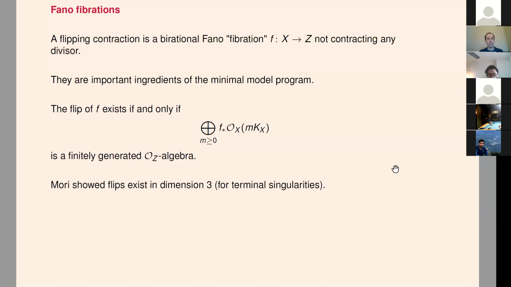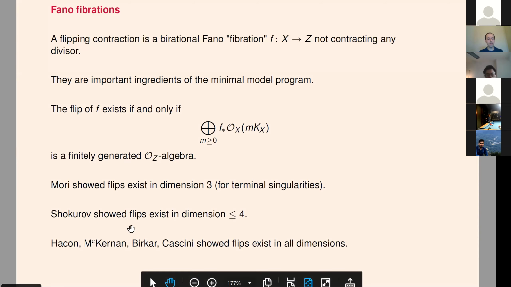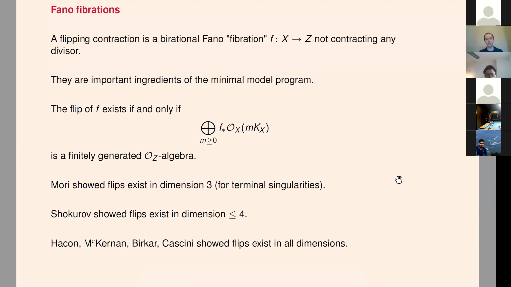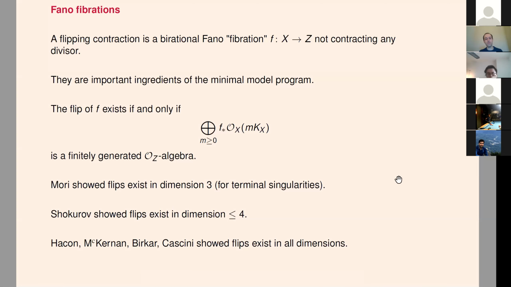I also mentioned that Mori showed that flips exist in dimension 3 for some kind of singularity. Shokurov showed that they exist in dimension 3 and 4 with more general kinds of singularities. And after work of Hacon and McKernan, then in the BCHM paper, we show that flips exist in every dimension. So I just wanted to emphasize that flips are also some kind of Fano fibration, although you don't have a genuine fibration, you have a birational morphism.